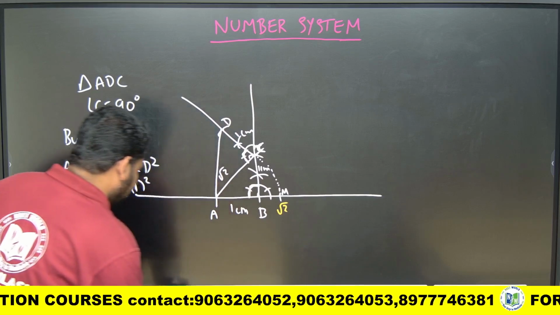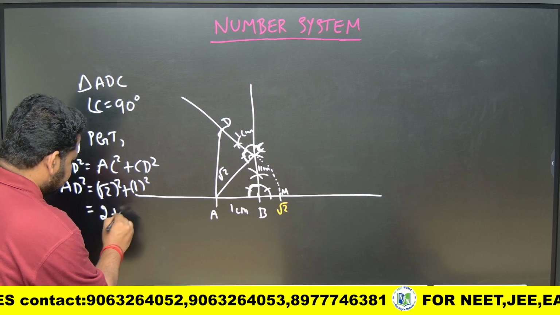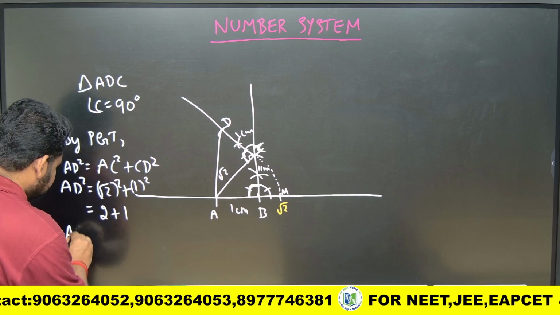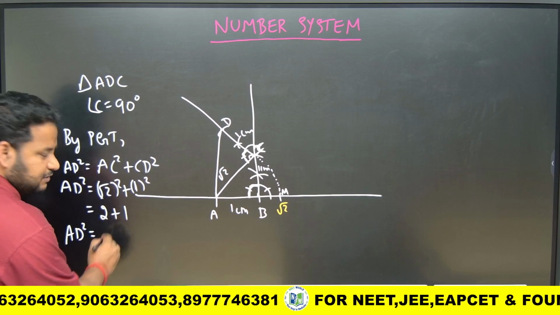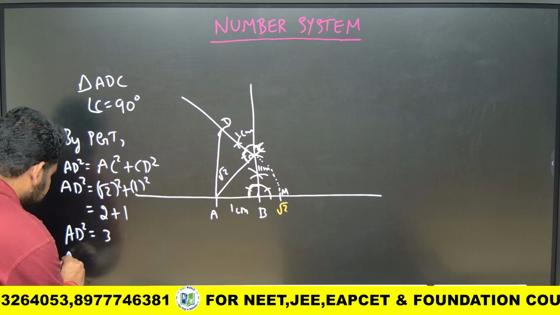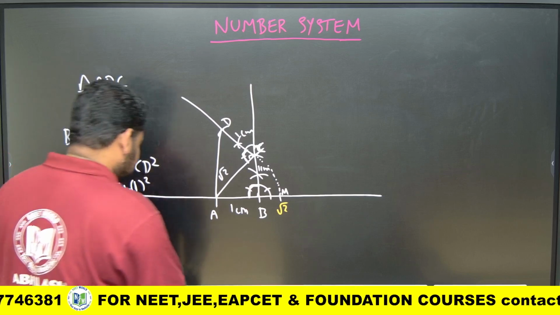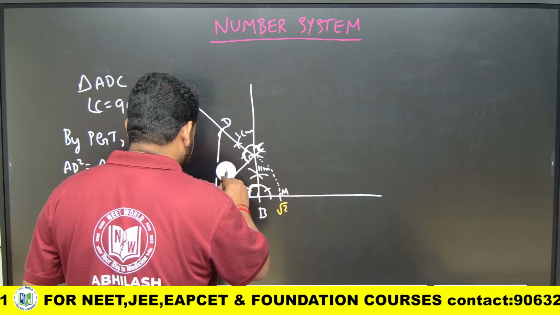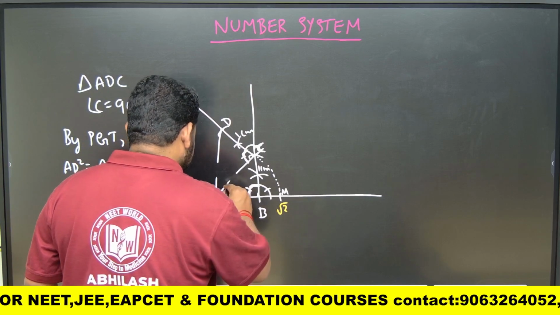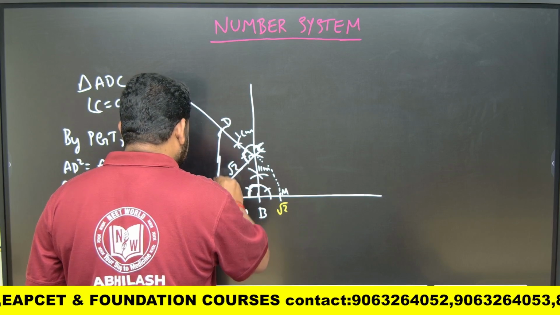So this will become 2, and 1 square is 1 itself. So AD square is equal to 2 plus 1, which is 3. So AD is equal to square root of 3. So I got it as what? Be careful here, this one is root 2. This one I got by Pythagoras theorem.